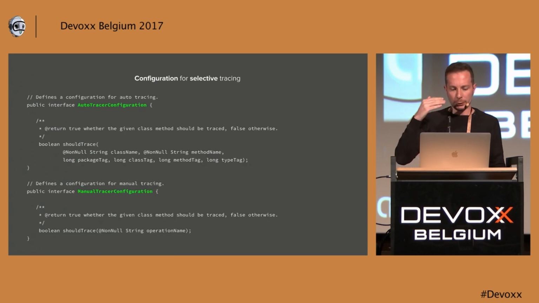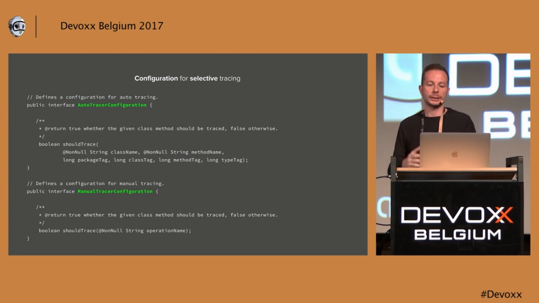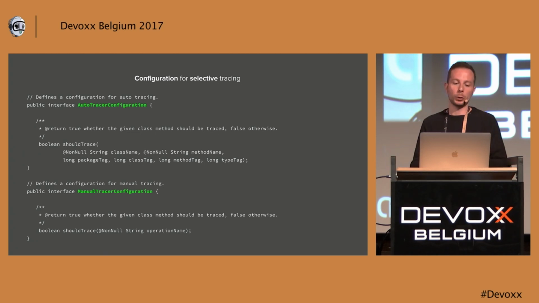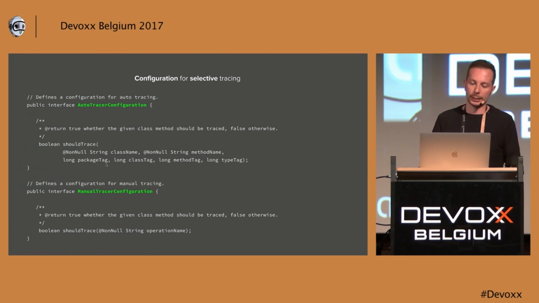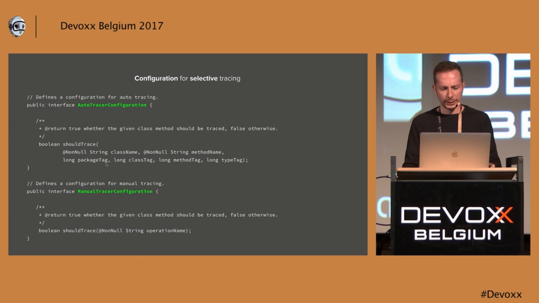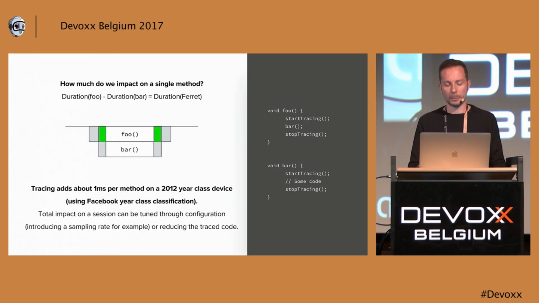As I was saying before, we also have a configuration system that says what should be traced and what shouldn't. And this is done through two simple interfaces that can be defined, and by default they're always returning true here. But we can match the class name and method names, or simply match some tags that we create at this post-process step. The same is valid for the manual tracer configuration.